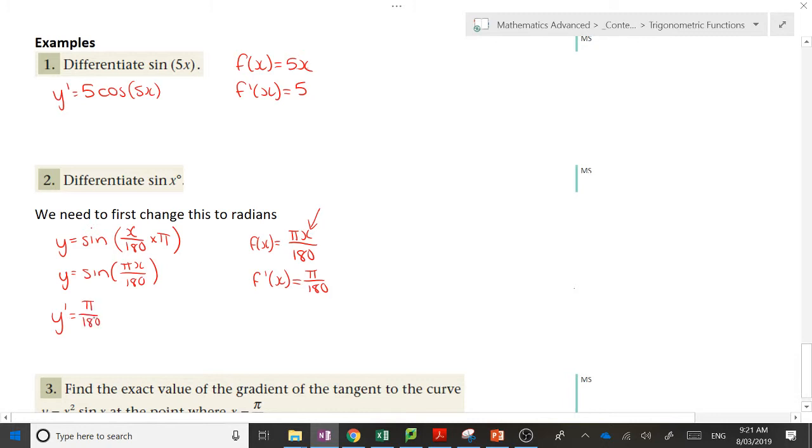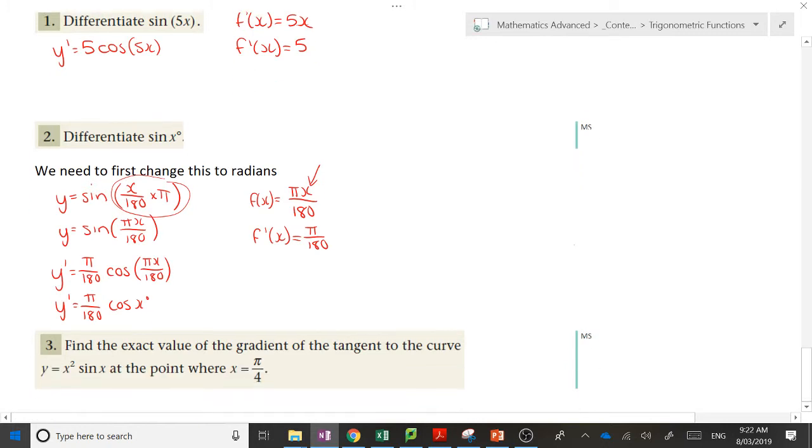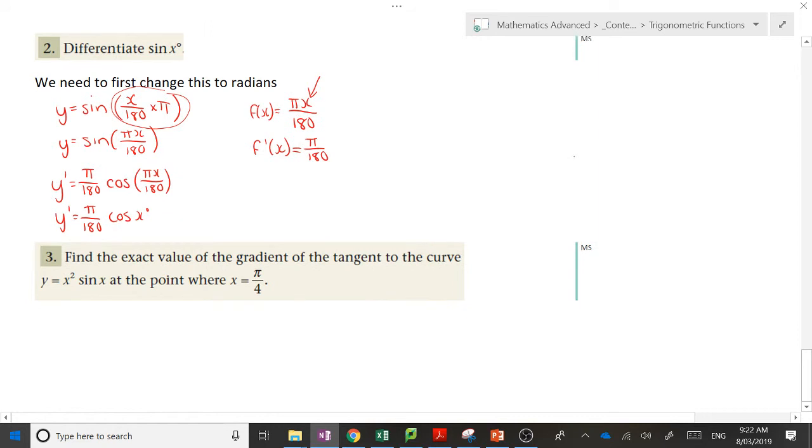So then we'd have pi and 180. The differentiation of sine, once again, is cos of pi x over 180. So we'd end up with y dash equals pi over 180 cos x, because of the differentiation of sine in degrees, because that's what x is, x degrees. So I put the little degrees sign back on it. But you just have to know you have to change it to radians.